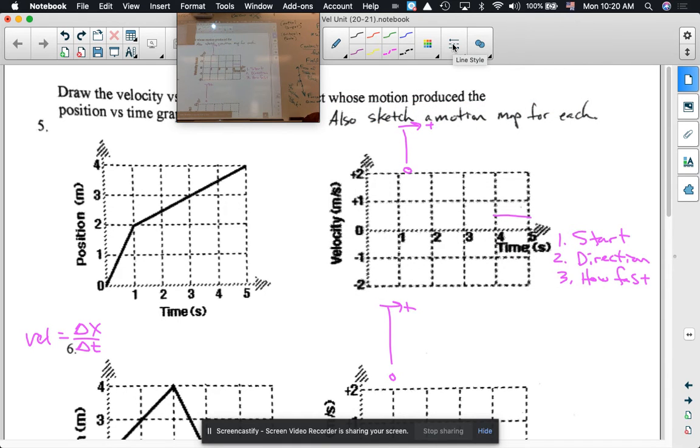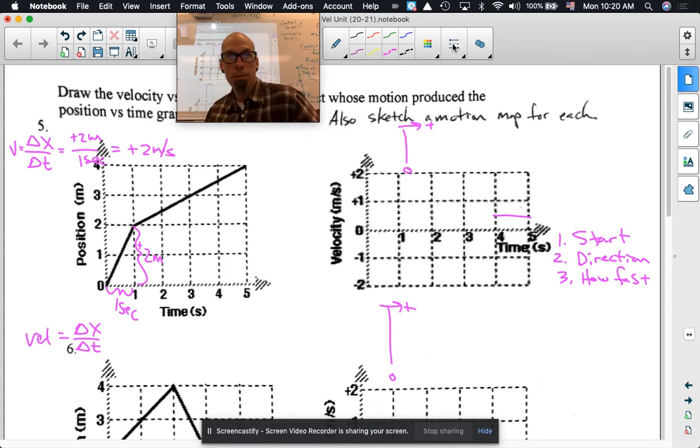Okay, so we have this first part here, the first section. We have a rise of positive 2 meters. We have a run of 1 second. So our delta x over our delta t, or again, our velocity, is positive 2 meters over 1 second. That is obviously positive 2 meters per second. So I hope you see that that's what's going on here. We have the first part here that is a 2 to 1. It's a 2 meters for every second velocity.